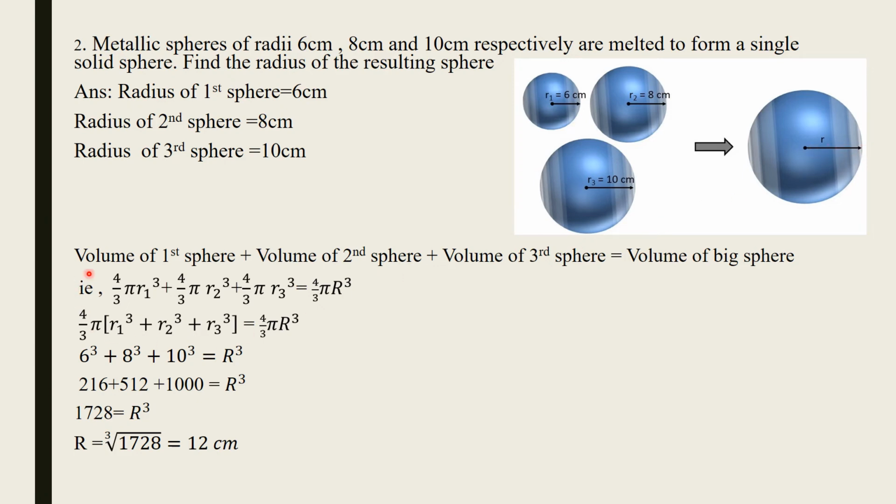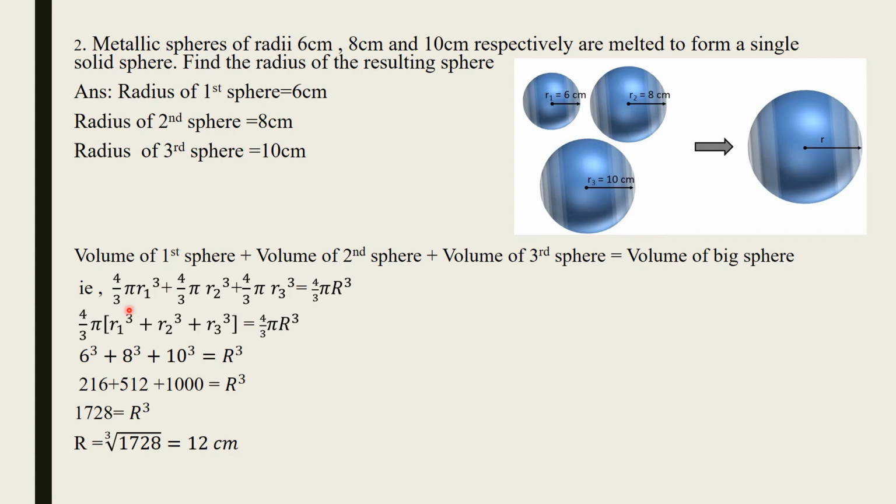We can say volume of the first sphere plus volume of the second sphere plus volume of the third sphere is equal to volume of the big sphere. That is 4 by 3 pi r1 cube plus 4 by 3 pi r2 cube plus 4 by 3 pi r3 cube is equal to 4 by 3 pi capital R cube.